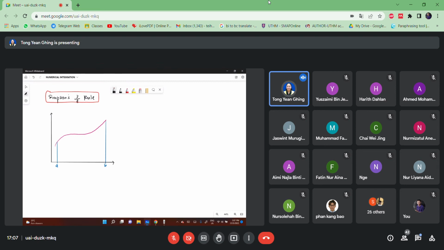So Simpson's 3-8 rule, we have to divide subsegment into multiple of 3. The multiple of 3. So maksudnya setiap kali the n will be like this, and maybe 3, 6, 9, 12, 15, and so on. So have to be multiple of 3. And when we want to find the step size, it's still the same. B minus A divided by n.